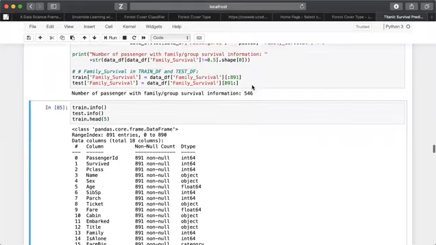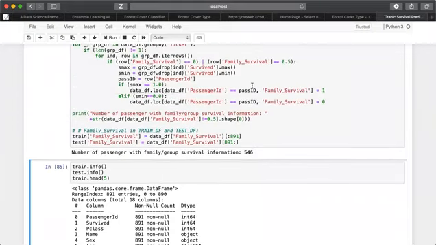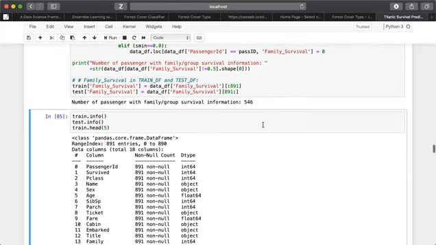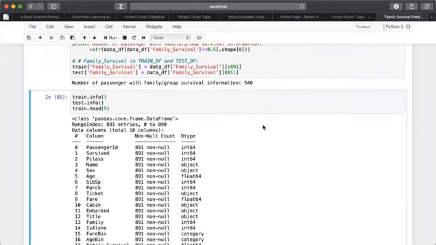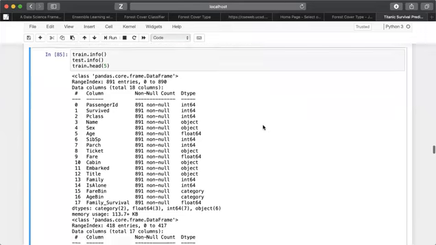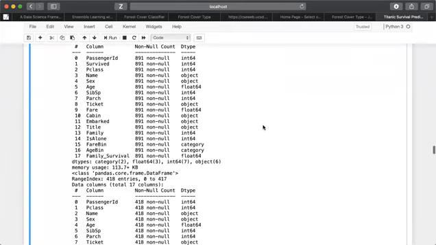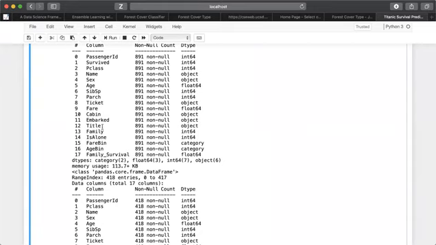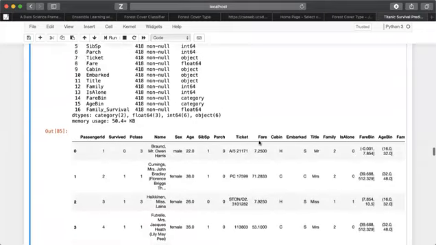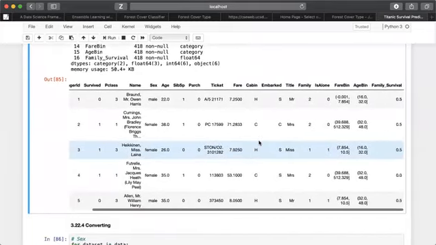Okay, so by using this, what I have done is found out about the people who are traveling in a family and in a group, because we know that there is a certain relation between traveling in a group or family and the outcome of survival. So again, I have gone to find out the info. We see that we have made these new columns: title, family, is alone, fare bin, age bin, and family survival for both. And the data looks like this.